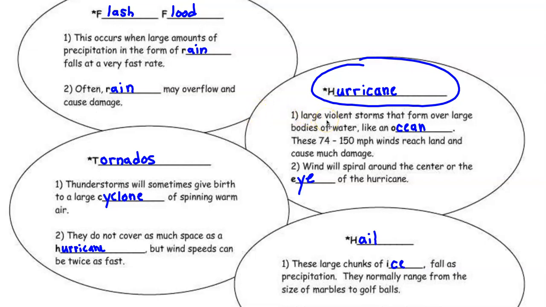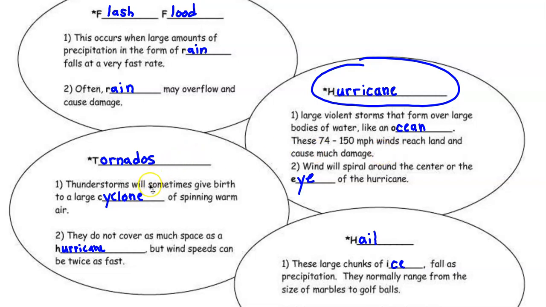Hurricanes are large, violent storms that can form over large bodies of water like oceans. They're 74 to 150 miles per hour when it comes to winds when they reach the land and cause significant damage. Wind will spiral around the center of the eye of the hurricane, which is the calmest part of that storm.